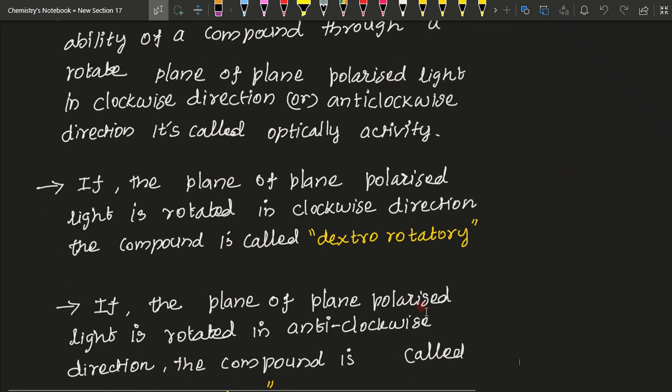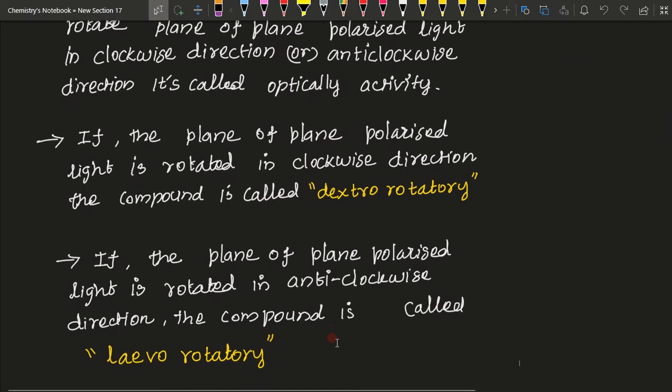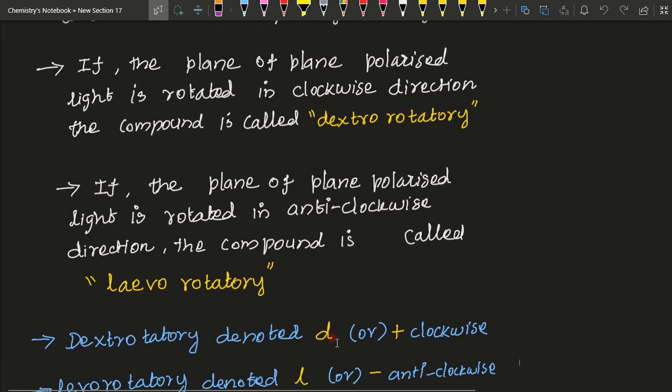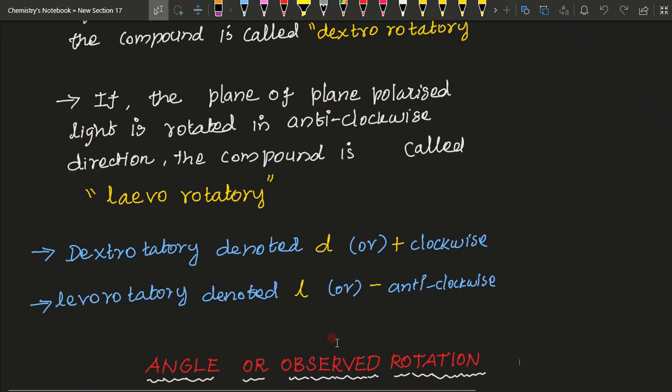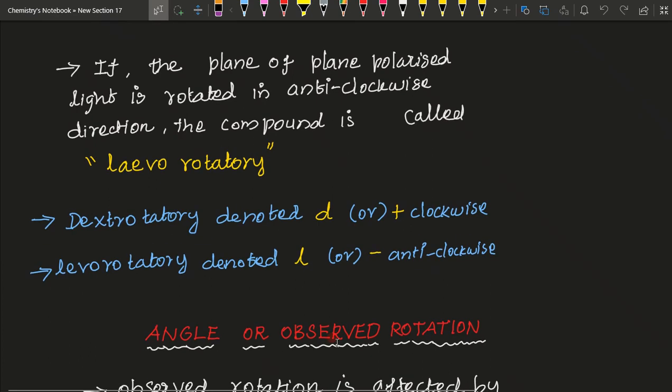The optical activity: if the plane polarized light rotates in the anti-clockwise direction, the compound is called levorotatory. Dextrorotatory is denoted D or plus, clockwise. Levorotatory is denoted L or minus, anti-clockwise.